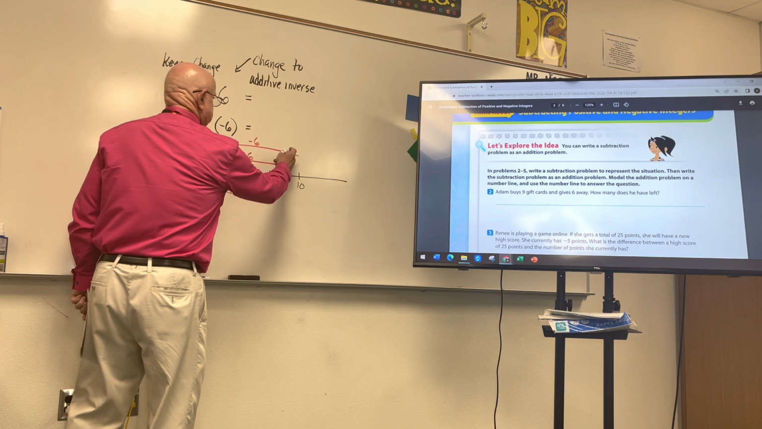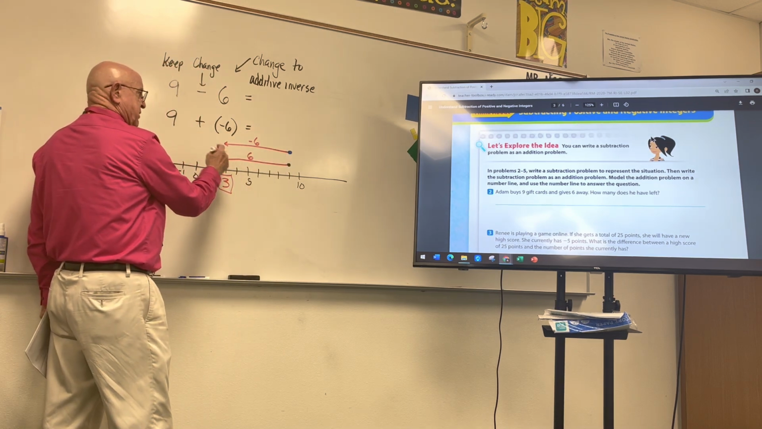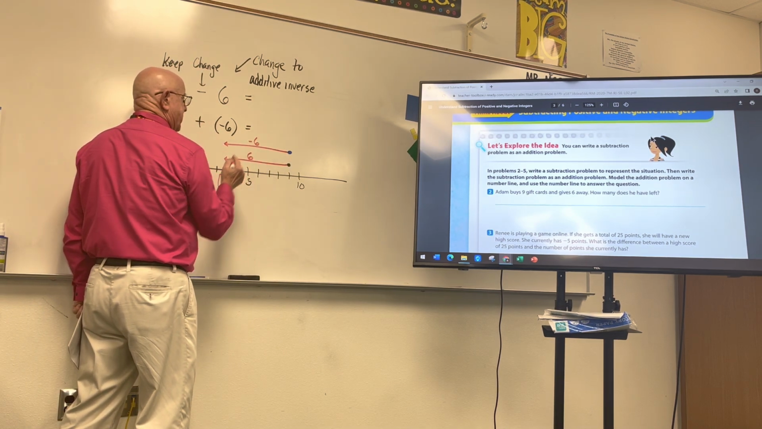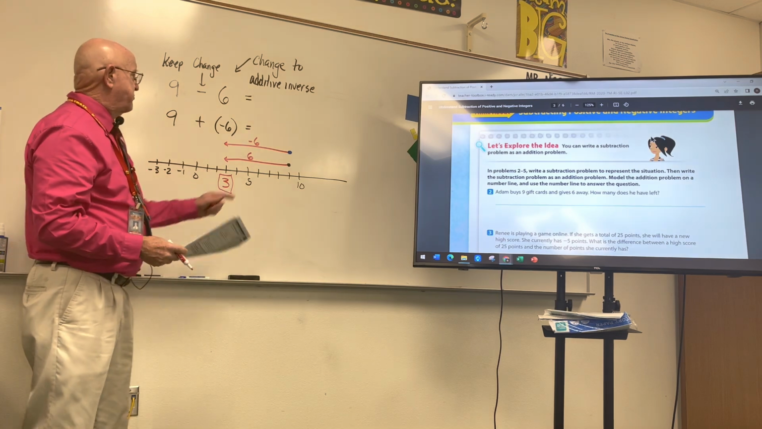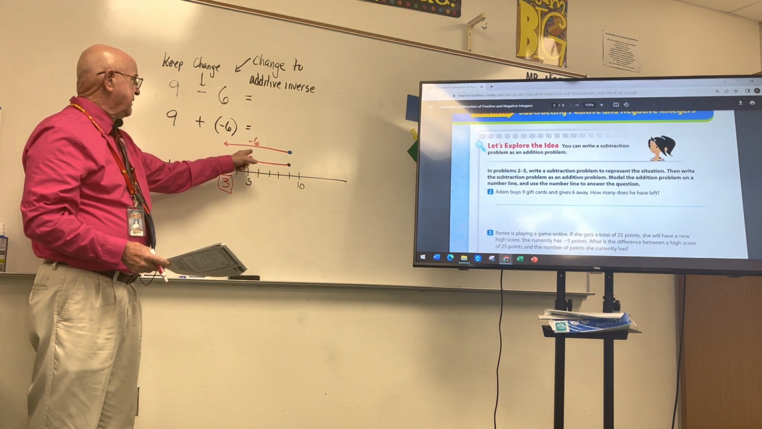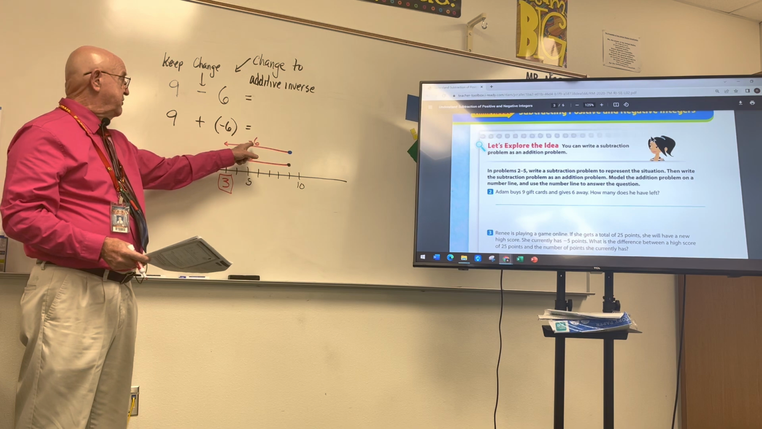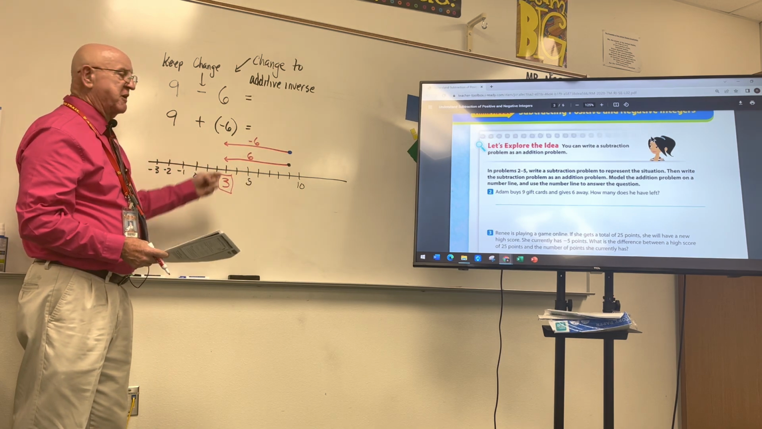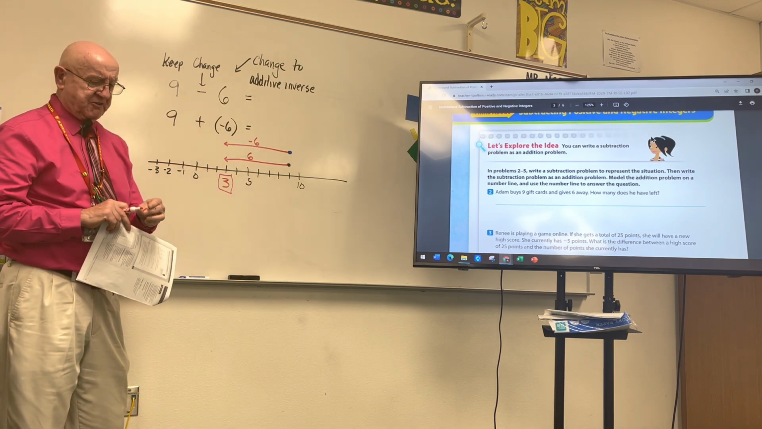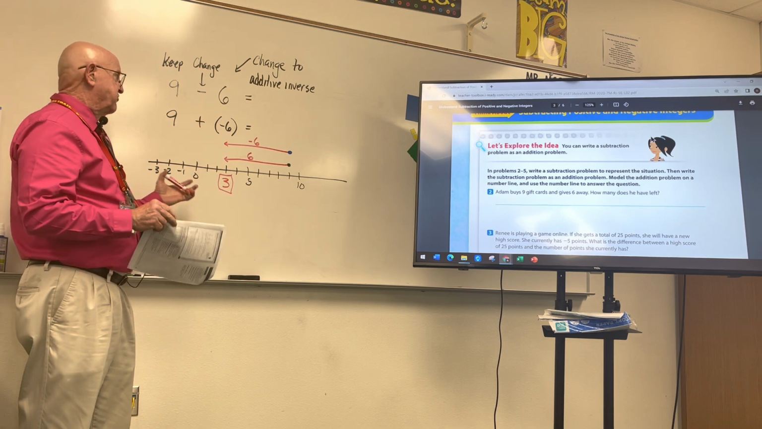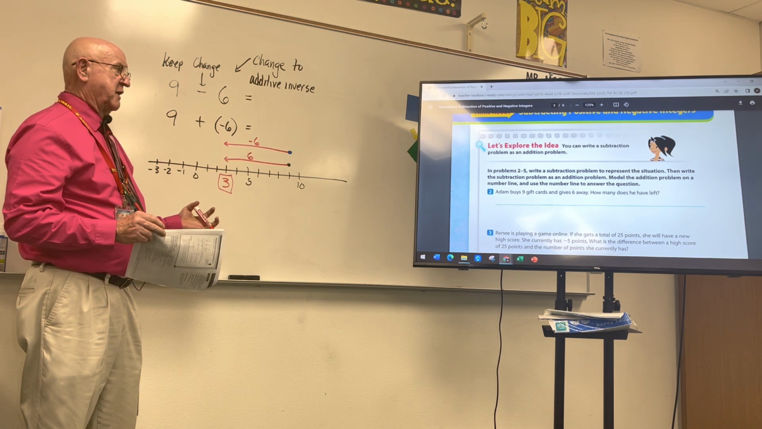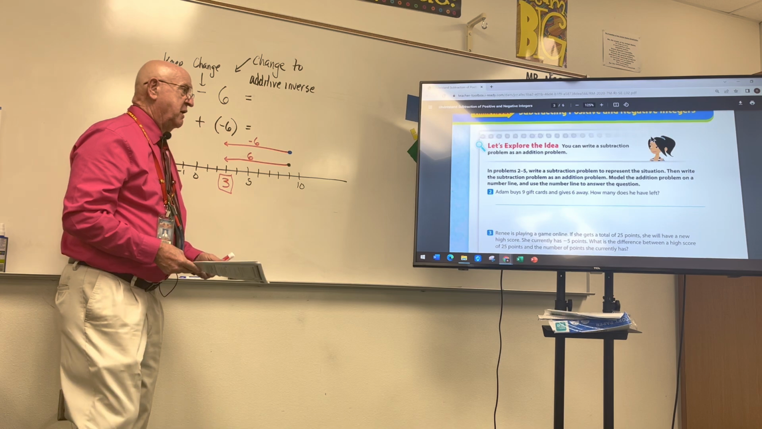And again, the graphs will look the same. The only difference will be the number on top of the line. One number, when you subtract, will be a positive, and when you add a negative, you'll have a negative number. But they're going to look exactly the same. And again, that's just proof that these are inverse operations, right? And that's how you use the number line, all right?